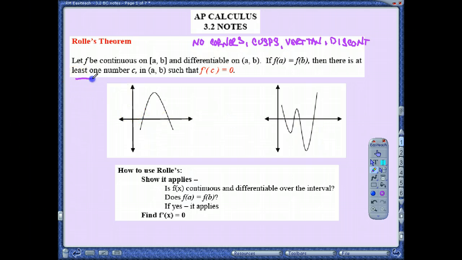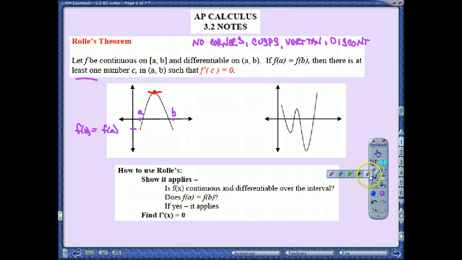Now it says at least one number. You could have something like this. This is our a, this is our b. So notice your f of a is equal to your f of b. Because these are equal, if you're continuous and differentiable, you have to turn back around to get to your b. So that means there's at least one value where you had to turn around, where the slope of the tangent line is 0, where that line is horizontal. Now there could be more than one of those points.